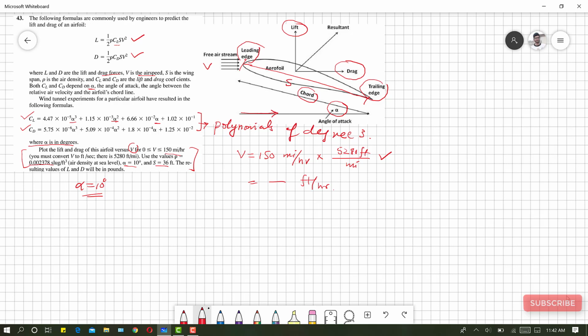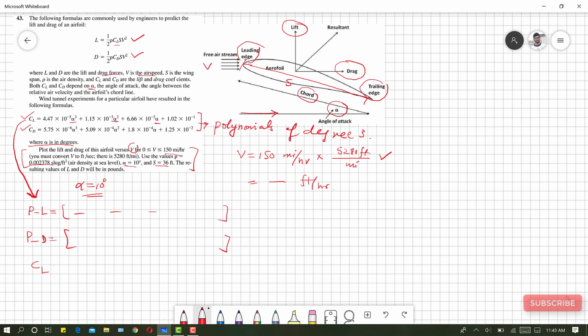So in MATLAB, if I write the polynomial for lift, I will write all the coefficients of this equation. Then I will define another polynomial, PD. I will write all the coefficients of the second equation, and then I will use polyval that we have learned in the previous lesson. So I will find the CL and CD values.